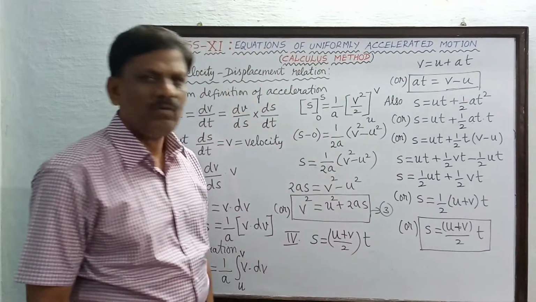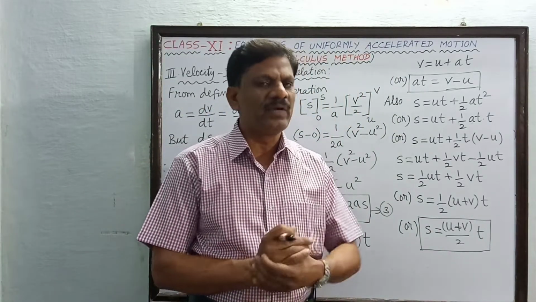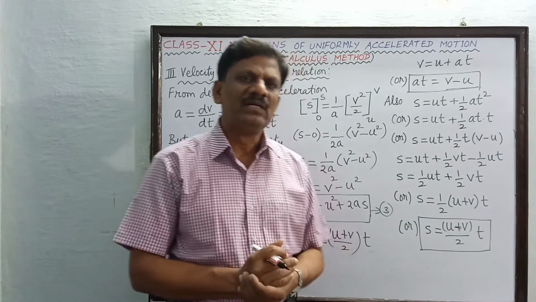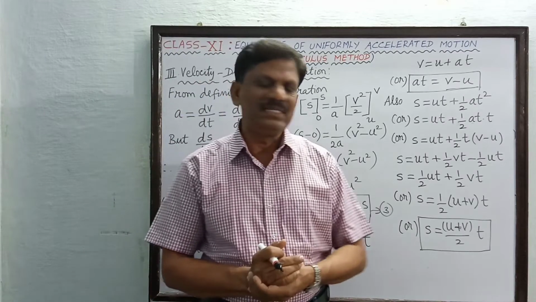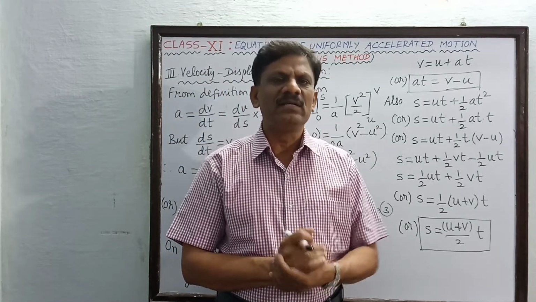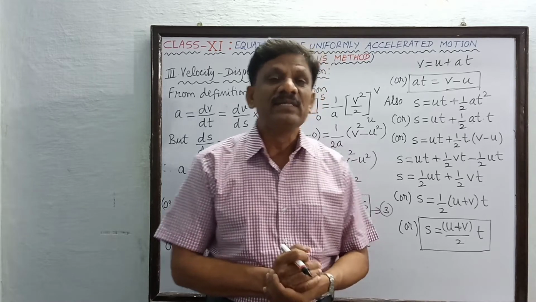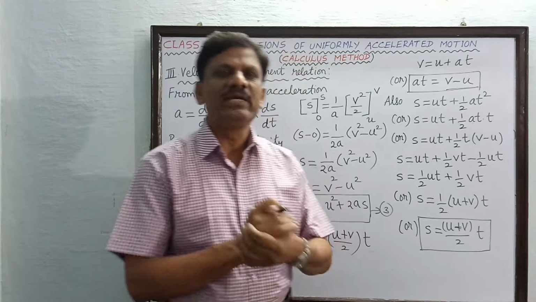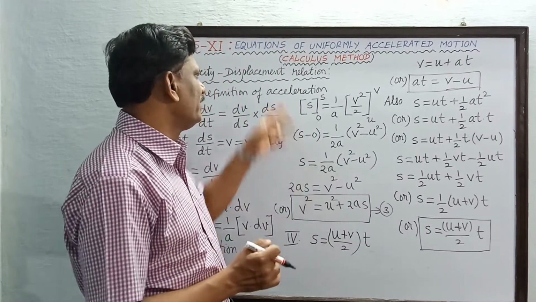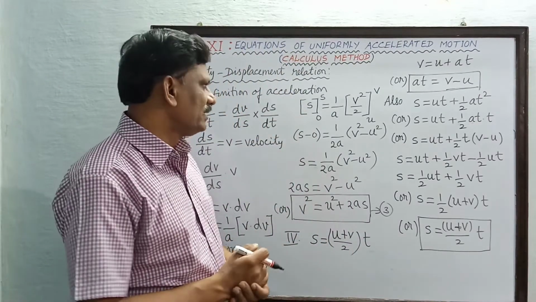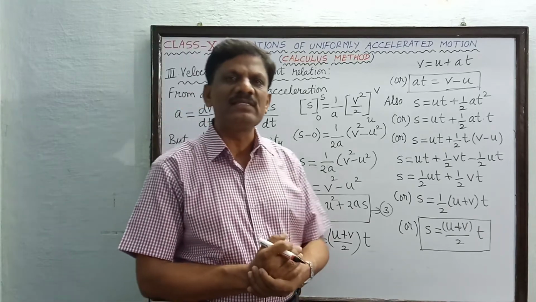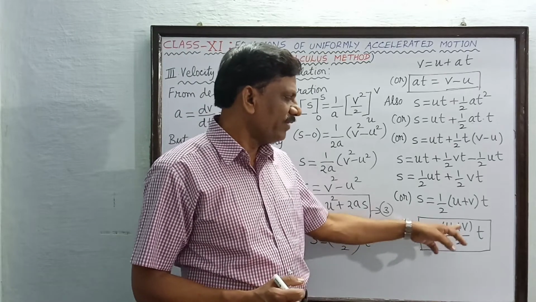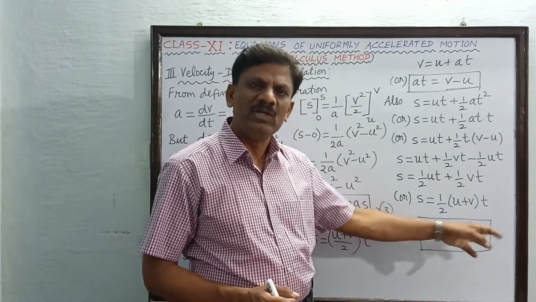So the four equations of kinematics we have derived. The first equation is called the velocity time relation, so v equal to u plus at. The second equation is called displacement versus time, given by s equal to ut plus half at square. The third equation is named the velocity displacement relation, and that is given by v square equal to u square plus 2as. And the fourth relation is s equal to average velocity v plus u by 2 into t.